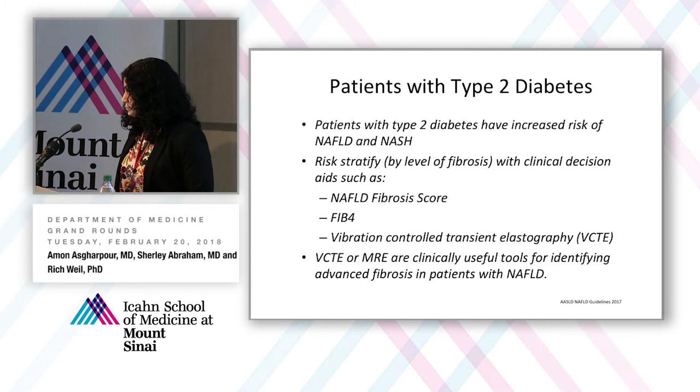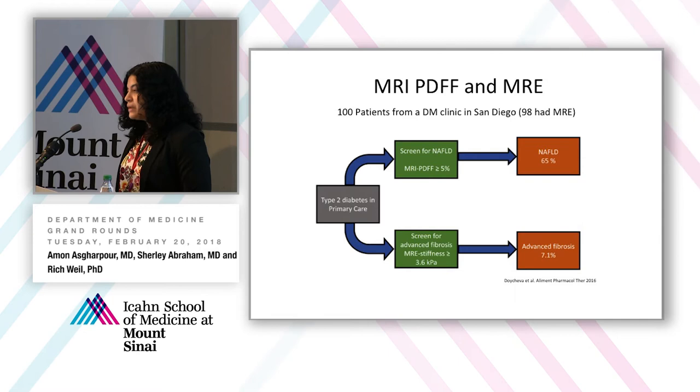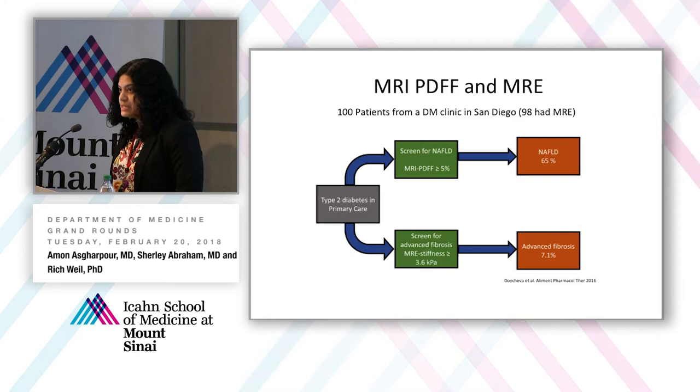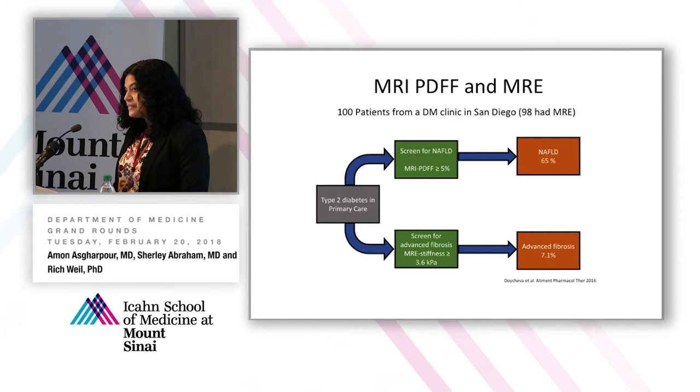In this study that was done to look at 100 patients in San Diego with type 2 diabetes, they examined them with MRI looking at the fat fraction and the elastography, and they found that when they were screening for NAFLD, they had a MRI fat fraction greater than or equal to 5%, meaning NAFLD in 65% of these patients. And then when screening for advanced fibrosis, looking at the MRE stiffness, they found advanced fibrosis in 7.1%.